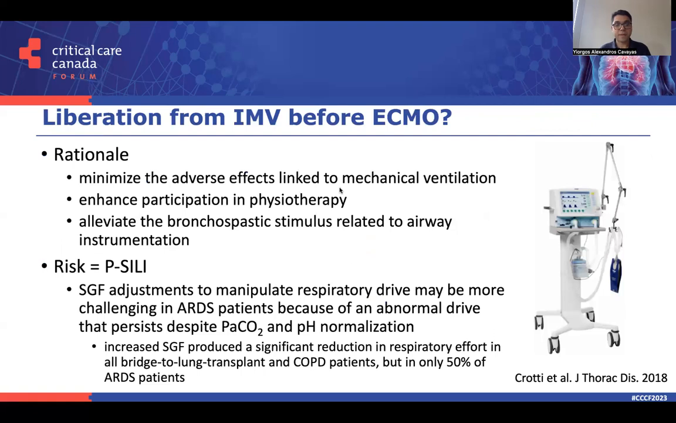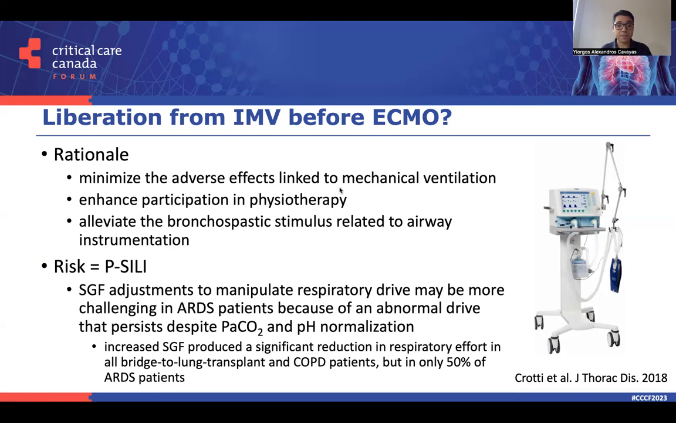Other centers advocate for liberation from invasive mechanical ventilation before extracorporeal support. The rationale for this is that it could allow to minimize the adverse effects linked to mechanical ventilation, enhance participation in physiotherapy, and alleviate bronchospastic stimulus related to airway instrumentation. The risk, on the other hand, is patient self-inflicted lung injury.